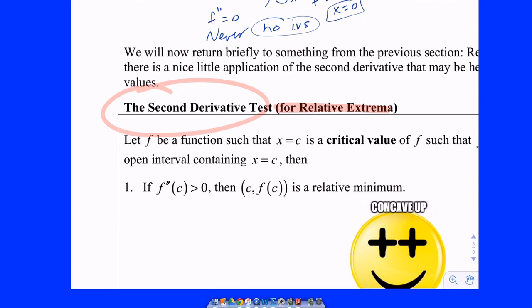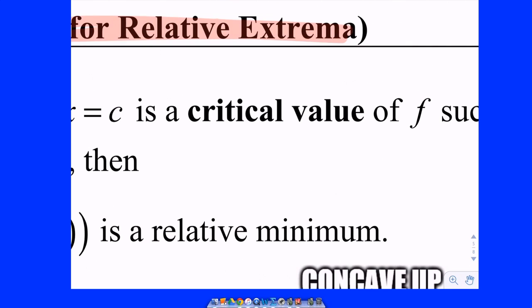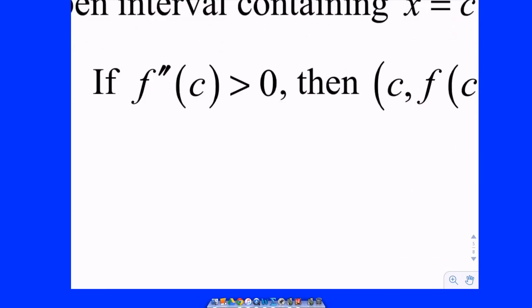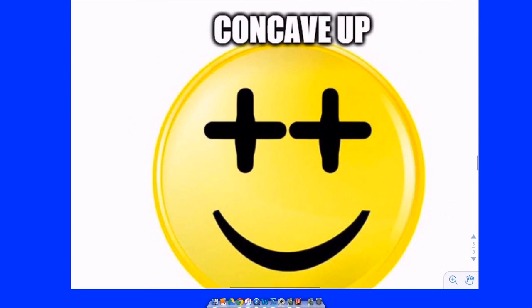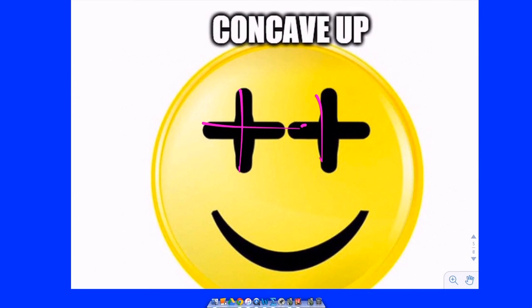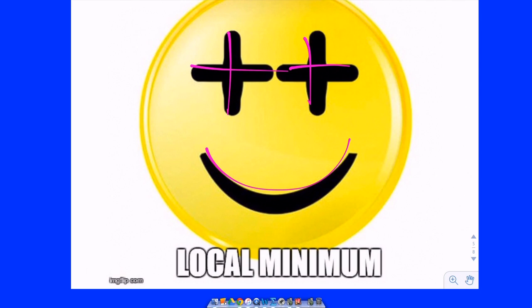So here's what it says. Let f be a function such that x equals c is a critical value of f. So we already have our critical values in our hand. We've already taken the derivative, set it equal to 0, seen where it's undefined, and made sure they were all in the domain. We have those x values, call them x equals c. If we plug them into our second derivative, and it ends up being positive at that critical value, what does positive mean? It means that it's concave up like a cup. And because it's concave up like a cup and it's a critical value, it's got to be a local minimum.